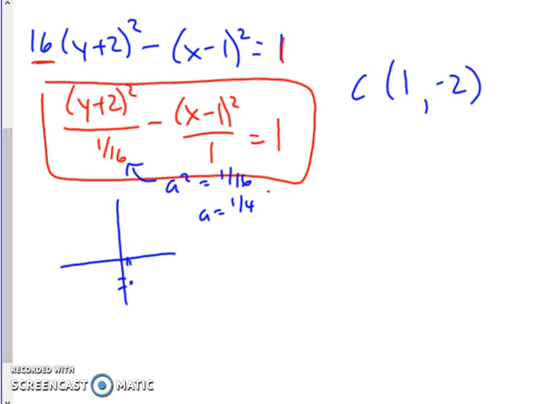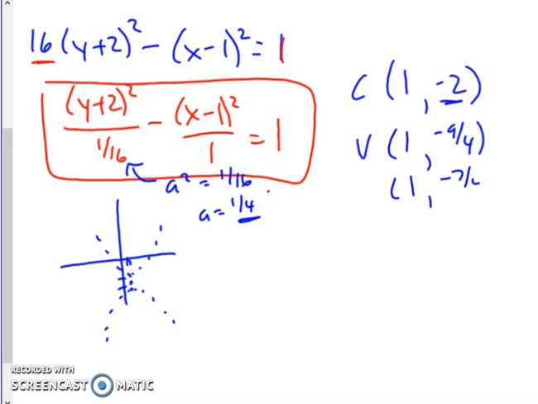I should have made my spacing a little bit wider on those. But again, I do know that it's going to be going up and down. So I'm going to be changing the y value for my vertices here. And I'm going to be adding and subtracting a 4th from negative 2. So I do know it's going to be 1, and then I'm going to take negative 2 and add and subtract a 4th, so I'll have negative 9/4, as well as negative 7/4 to come up with my vertices.